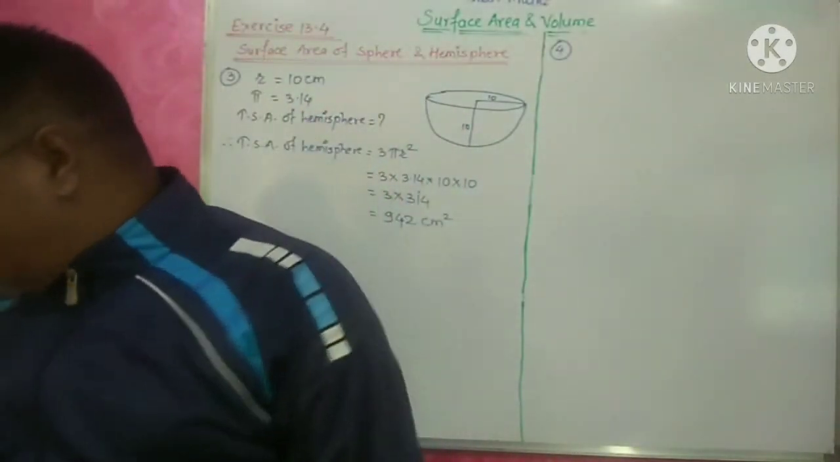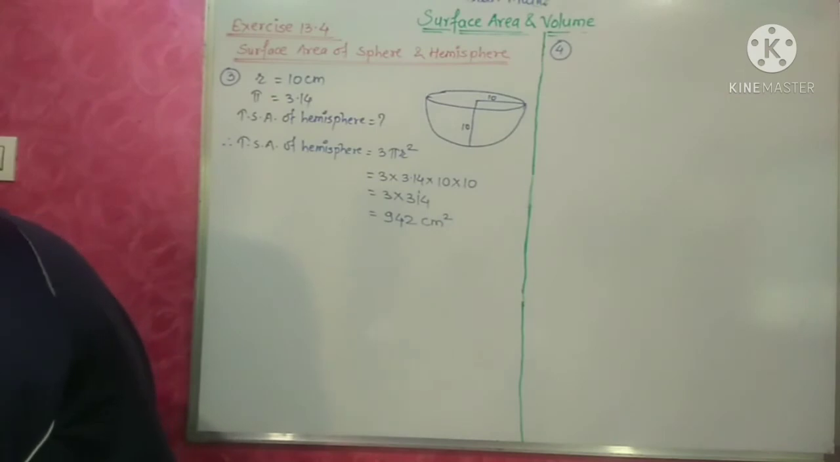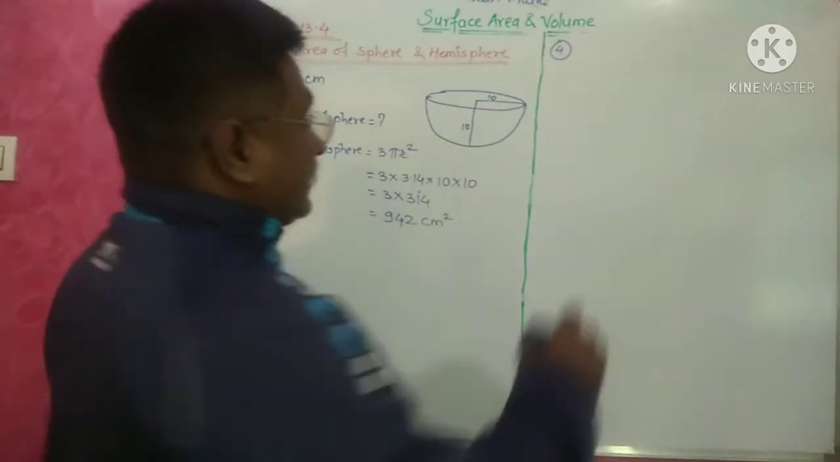What is given in the fourth question? The radius of a spherical balloon increases from 7 centimeter to 14 centimeter as air is being pumped into it. Find the ratio of surface area of the balloon in two cases. So first case.